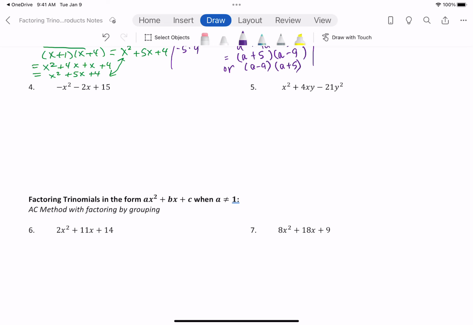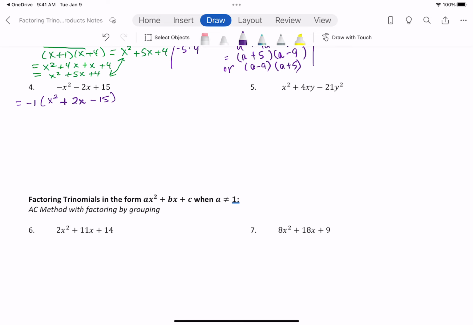All right, for problem number 4, you notice that I have a negative out front. So when this happens, we're going to treat this as also having a GCF. And we're going to say that in this case, the GCF is -1. So the first step, I'm going to factor out a GCF of -1. That is basically going to change the sign of each of the terms in the original. So I get positive x squared, positive 2x, and -15.